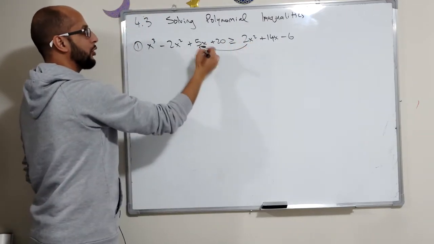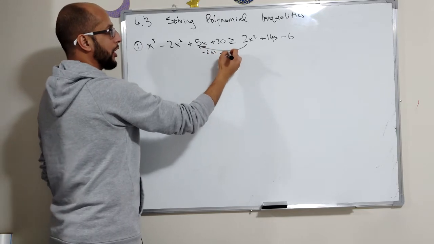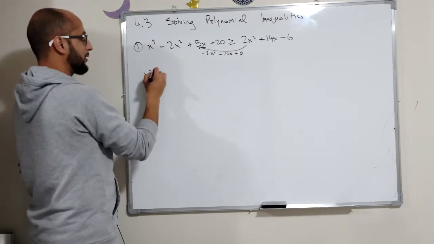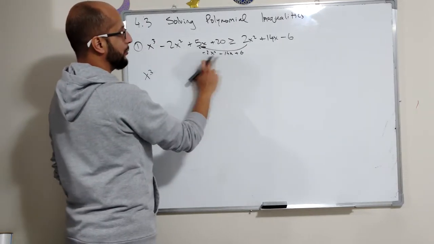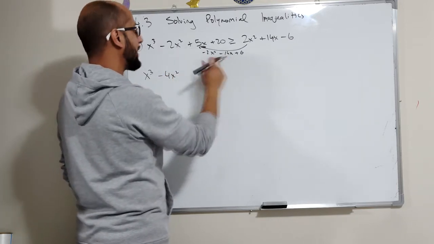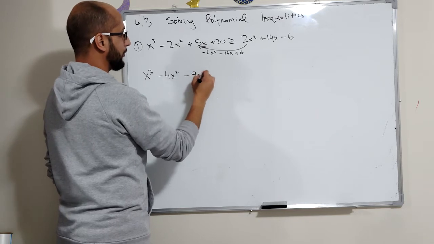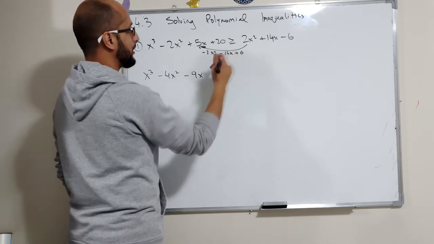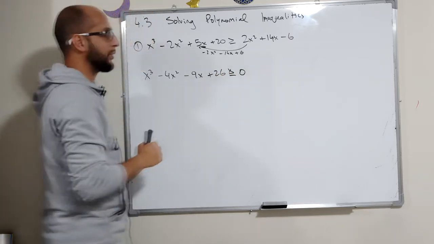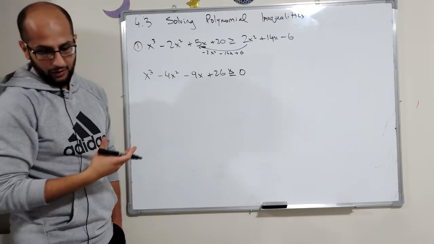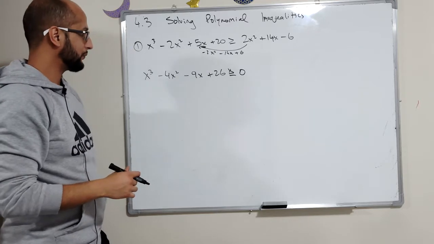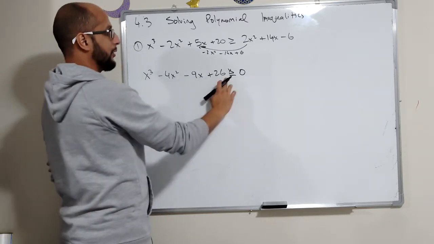We're going to bring this over and subtract 2x squared, subtract 14x, and add 6, because we're going to do the opposite of all of these. Start with x cubed. Negative 2x squared minus 2x squared is minus 4x squared. 5x minus 14x is going to be negative 9x, and then 20 plus 6 will be 26, and that's greater than or equal to 0, because we are not multiplying or dividing by a negative value.